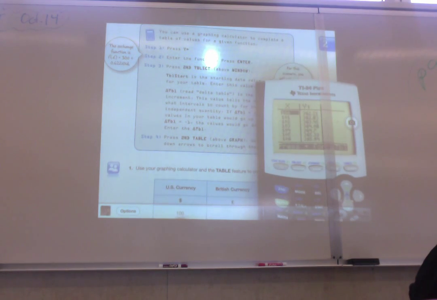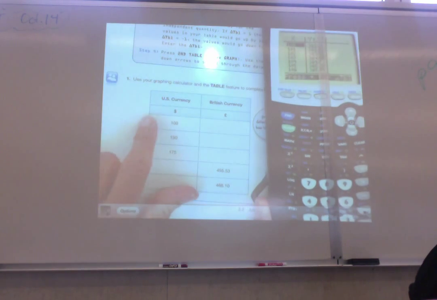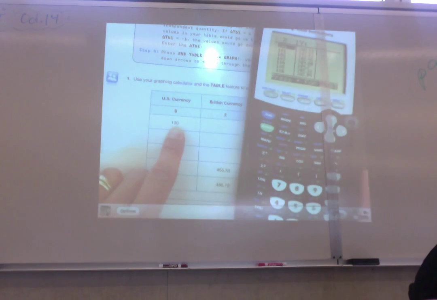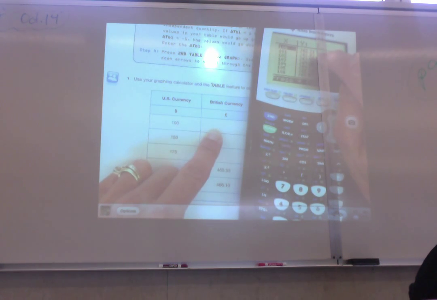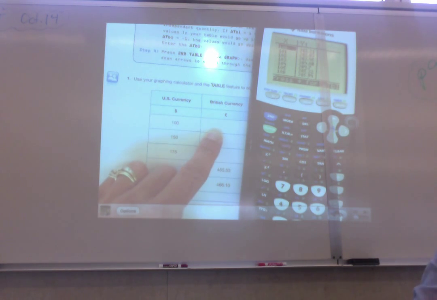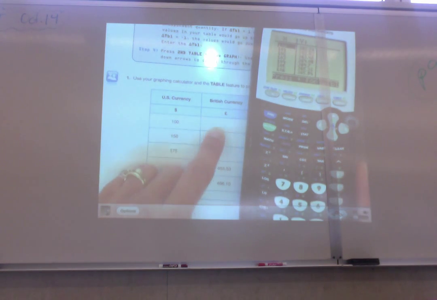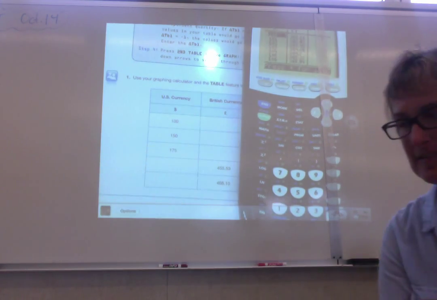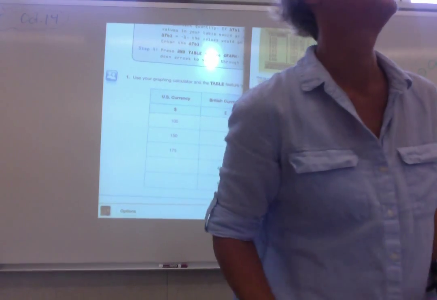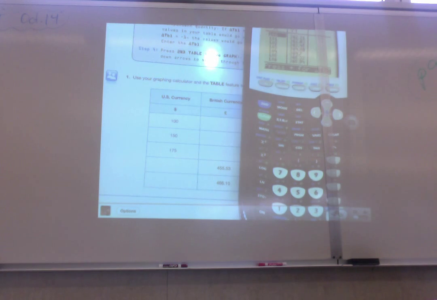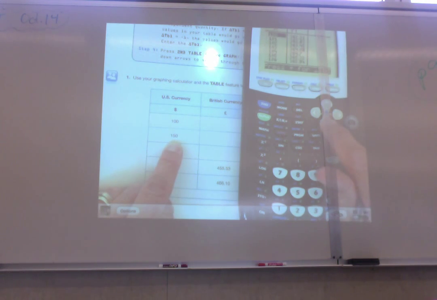For example, the first thing that it says right here in this table is 100. 100 is what the X is. What's the Y or the pounds when you're exchanging $100? 62.21. Good, write that down. Now, how did it tell you to move through that table? Because we got to go to 150. Do you see 150 on here? Go down, down, down, down, down, down.